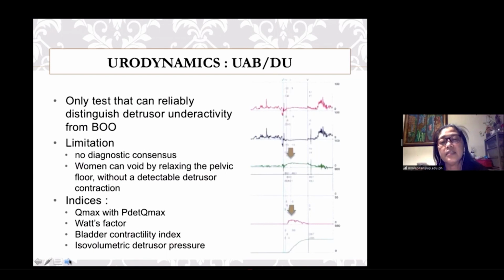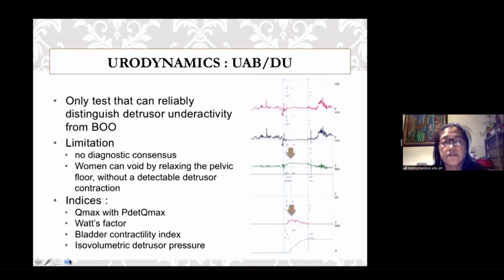Now, for women presenting with voiding dysfunction or obstructive lower urinary tract symptoms, urodynamics is the only test that can reliably distinguish detrusor underactivity from bladder outlet obstruction. It is here that the limitation of urodynamics in women comes to the fore, in the case of detrusor underactivity especially. One must remember that some normal women can void perfectly well without raising the detrusor pressure, just by relaxing the sphincter and the pelvic floor muscles.